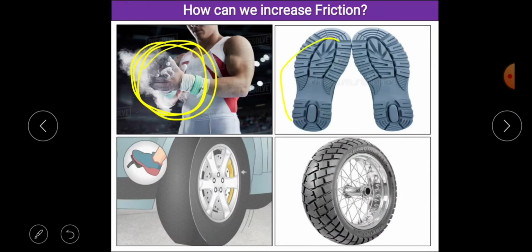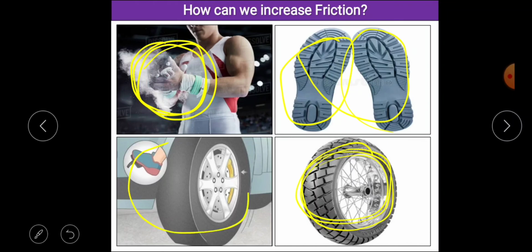Then the grooves on the soles of our shoes or on the tires also help to increase friction. Then applying the brake on vehicles also helps in increasing the friction.